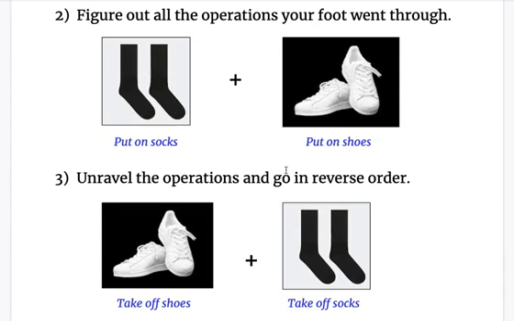I need to do the reverse. Instead of putting on my shoes, I'm going to take off my shoes. That was the second thing that happened, so now it's going to be the first thing that we're going to do in order to undo what happened. So everything is reversed. Step 1 becomes step 2. Step 2 becomes step 1. Putting on becomes taking off, and putting on becomes taking off. So when I go home, I need to take off my shoes first, because that was the last thing that happened, and then I need to take off my socks. So everything is going in reverse. You wouldn't be able to take off your socks first and then take off your shoes, right? You have to go in that reverse order.